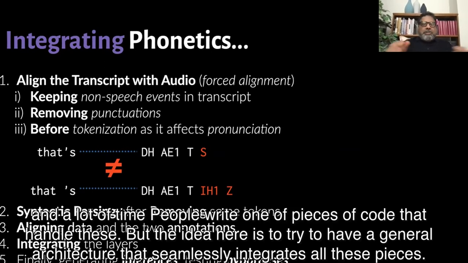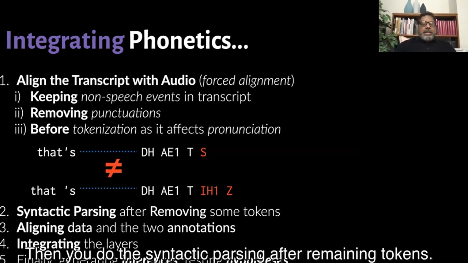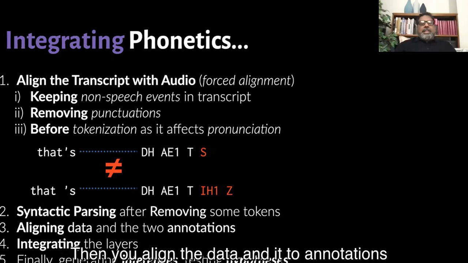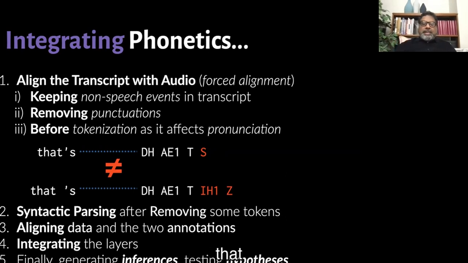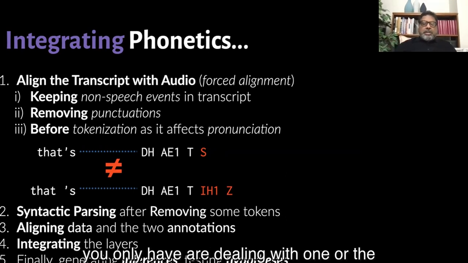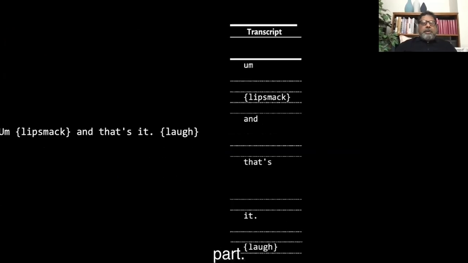And a lot of the time people write one-off pieces of code that handle these. But the idea here is to have a general architecture that seamlessly integrates all these pieces. Then you do the syntactic parsing after removing tokens. Then you align the data and do two annotations, and then integrate the two layers. Once that is done, then you can do all kinds of interesting analysis, test various hypotheses and generate statistics. But without that, you are only dealing with one or the other part.